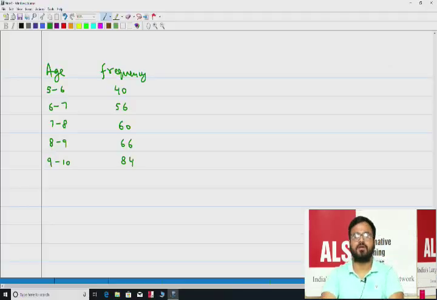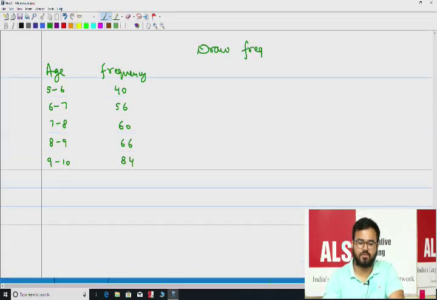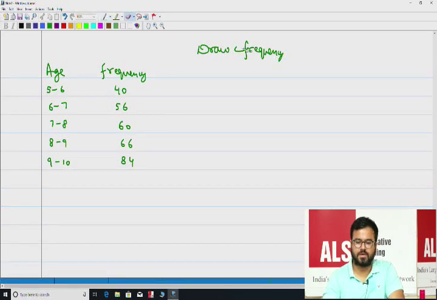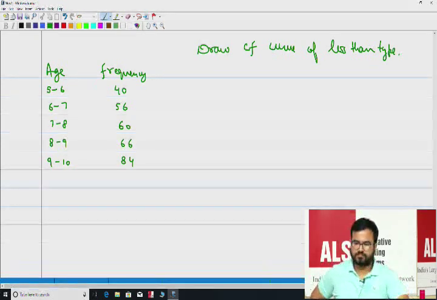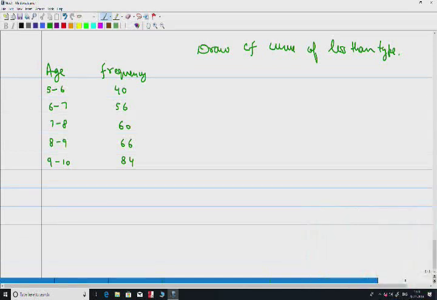This is the data given. Draw the cumulative frequency curve of less than type. Now you know how to draw it. Okay, draw it fast and let me know. Are you able to draw it or is there any doubt?